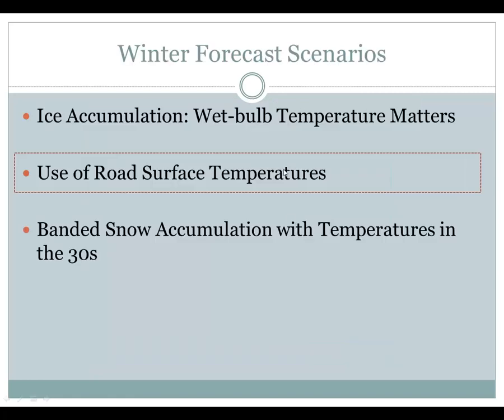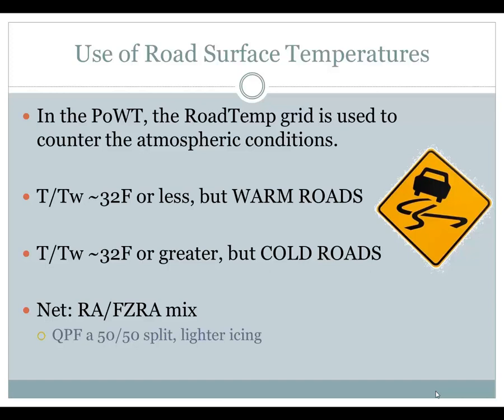So the next module that we're going to go into, or next training topic, is the use of road surface temperatures. In the probability of weather type, the road temp grid is used to counter the atmospheric conditions. So a couple examples here. When your temperature and wet bulb are 32 degrees or less, basically the air is cold, but your roads are warmer than freezing, the road temp grid helps you account for that scenario.